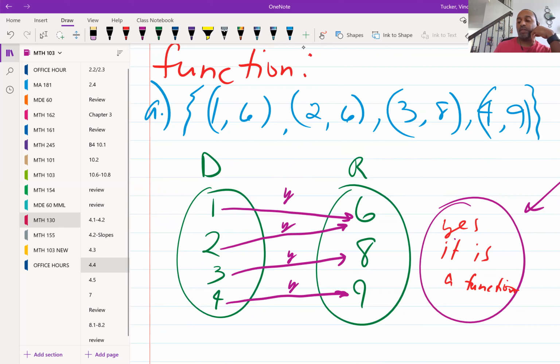So you look at each individual domain value. Does it go to one number? If the answer is yes for each one of your domain values, then you do have a function.